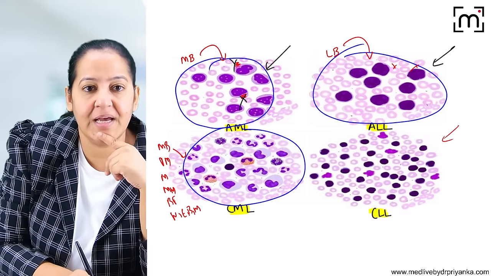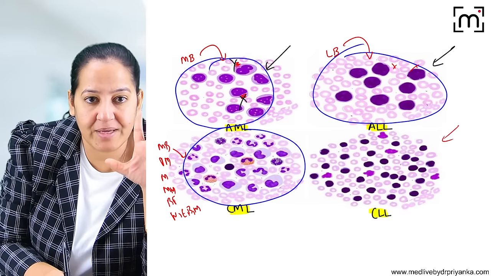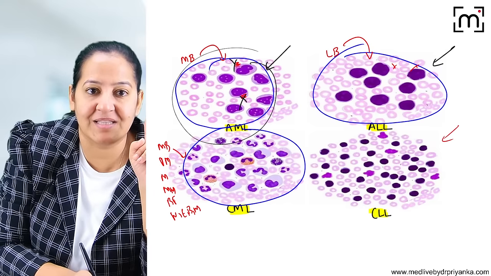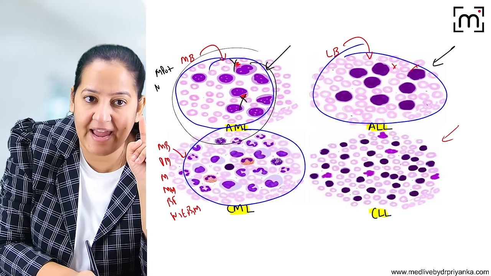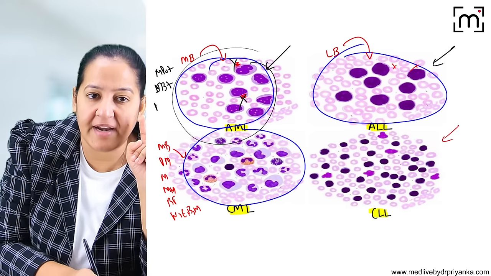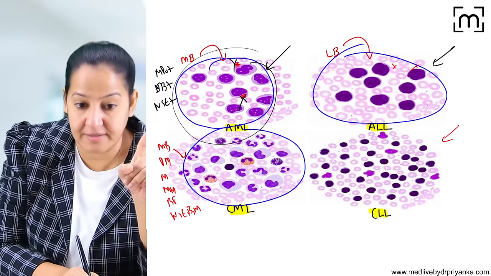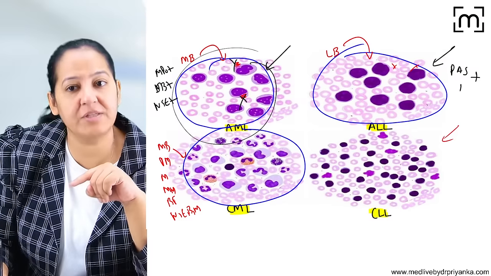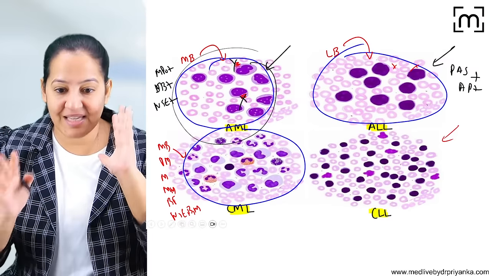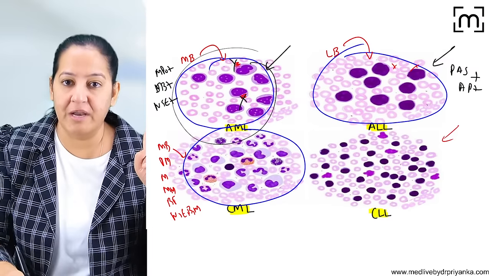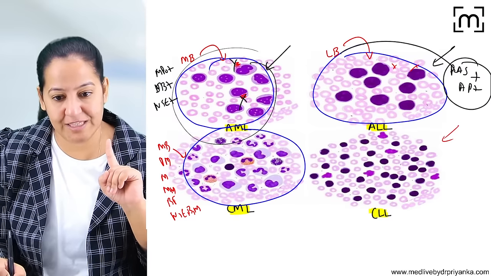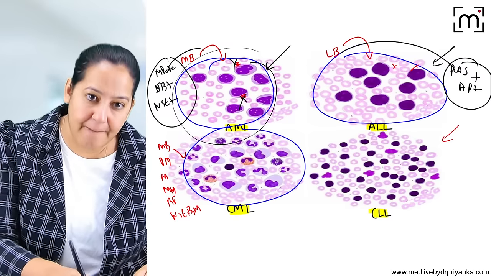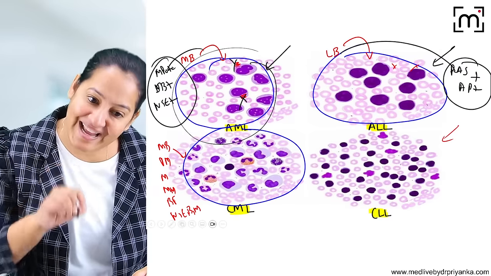What are the five special stains? These are myeloblasts. You can see all these uniform cells. Myeloblasts are MPO positive. They are Sudan black positive. And they are NSE positive. But they are PAS negative and acid phosphatase negative. These are PAS positive and acid phosphatase positive. So you can see the cytochemistry is absolutely different. So lymphoblasts are PAS and acid phosphatase positive, and myeloblasts are MPO, Sudan black, and NSE positive.